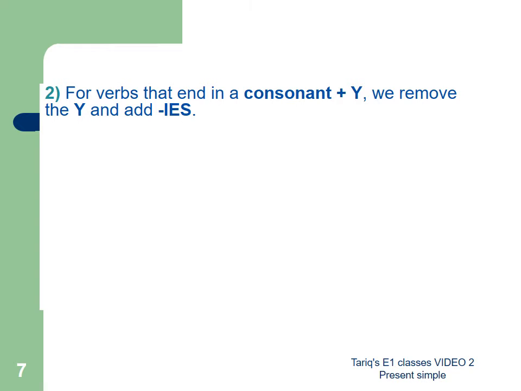So verbs that end in a consonant plus Y, we change the Y into an I and add ES. So this word here, marry, it ends in the letter Y and the letter before the Y is an R, so it ends in a consonant plus Y. So if it's a consonant and then ends in Y, we must change the Y into an I and then add the letters ES. So marry, marries.